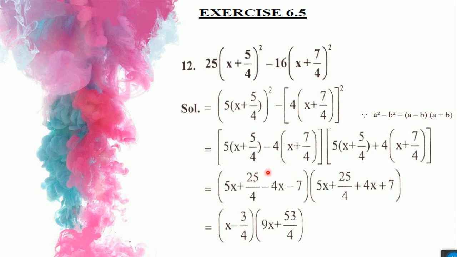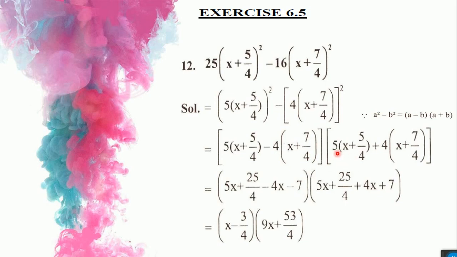Now simplify this. Open these round brackets. 5 multiplied by x becomes 5x, and 5 multiplied by 5 by 4 is 25 by 4. And then multiply minus 4 with x, it is minus 4x, and minus 4 multiplied by plus 7 by 4 is minus 28 by 4, and 28 by 4 is equal to 7. 7 fours are 28.